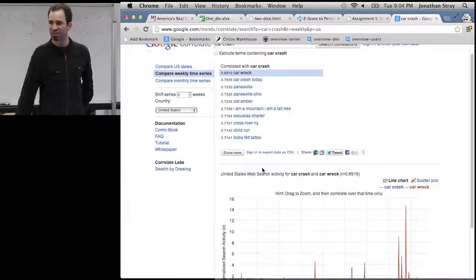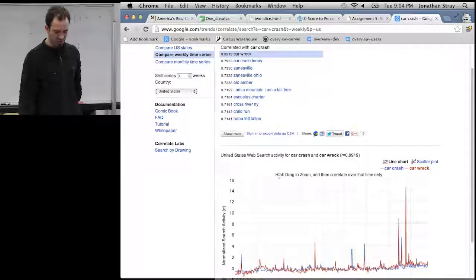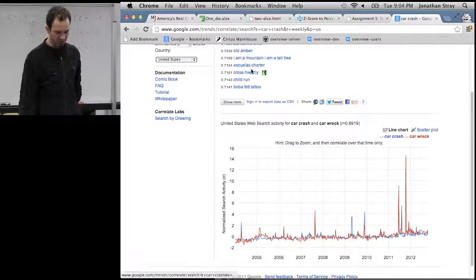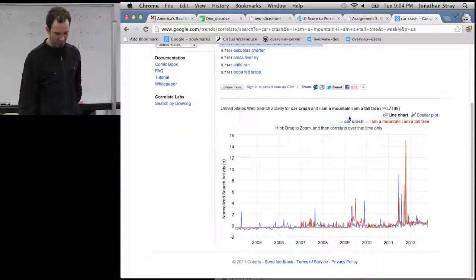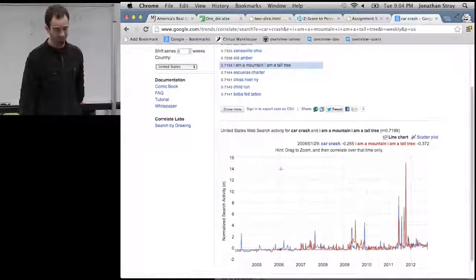Sorry, so that shortlist there, those terms, that's what people are typing in. And how is it correlating that with that? It just looks at the graphs, right? So if I pick, I am a mountain, I am a tree. There you go. Car crashes in blue. I am a mountain, I'm a tall tree. They correlate. That's a correlation.